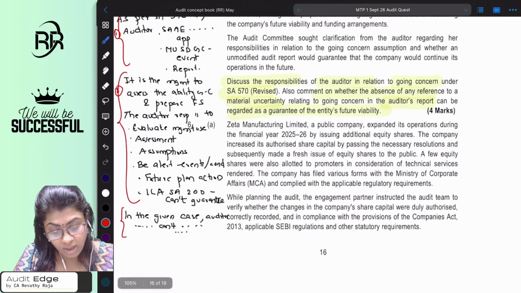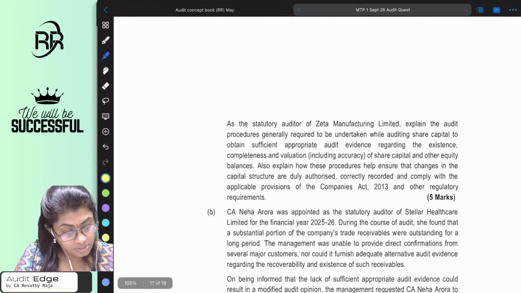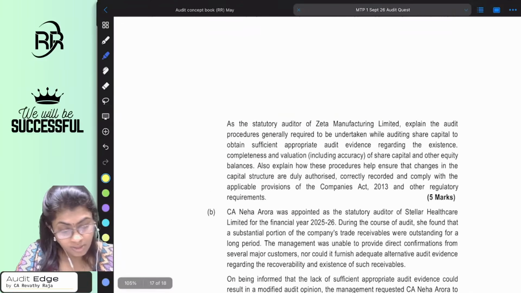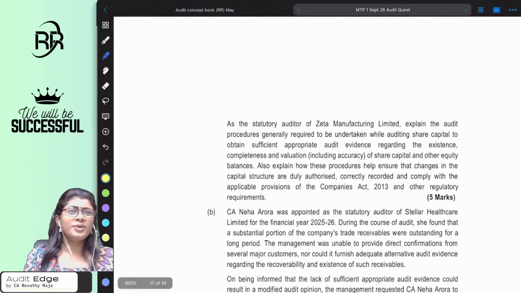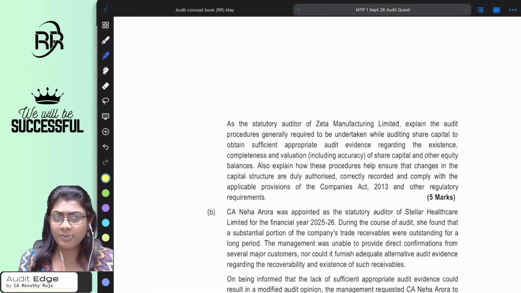Coming to the last question. Where is it? Okay. Let's read. Don't give up. To give up, it takes only 1 second. But to stay in the race, we are champions.